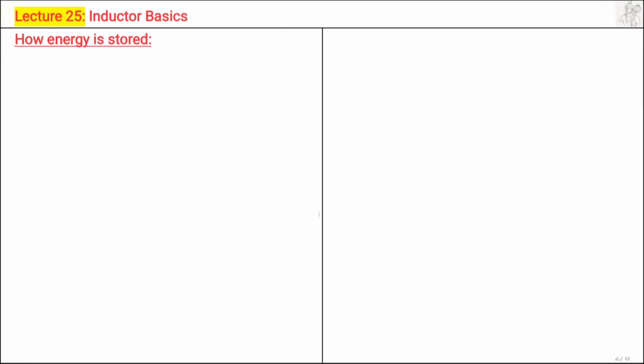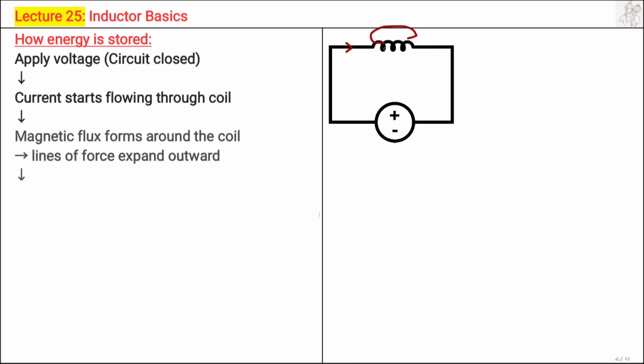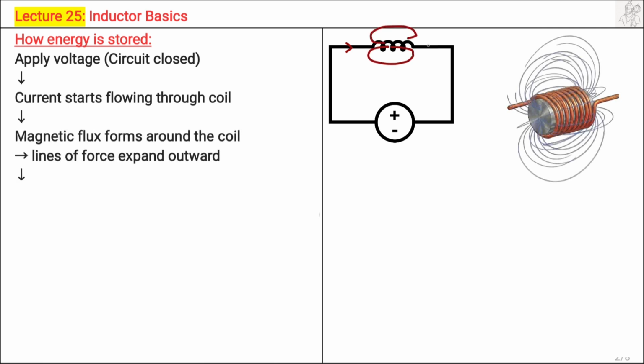So how is energy stored in an inductor? When this inductor is connected across a voltage source, the current will start to flow, due to which magnetic fields will be established around this inductor. These magnetic fields can be visually seen like this. So this is an inductor and the current is flowing through this inductor. The magnetic fields will be established, and these magnetic fields are concentric circles which are moving like this, and they are also permeating the magnetic material.